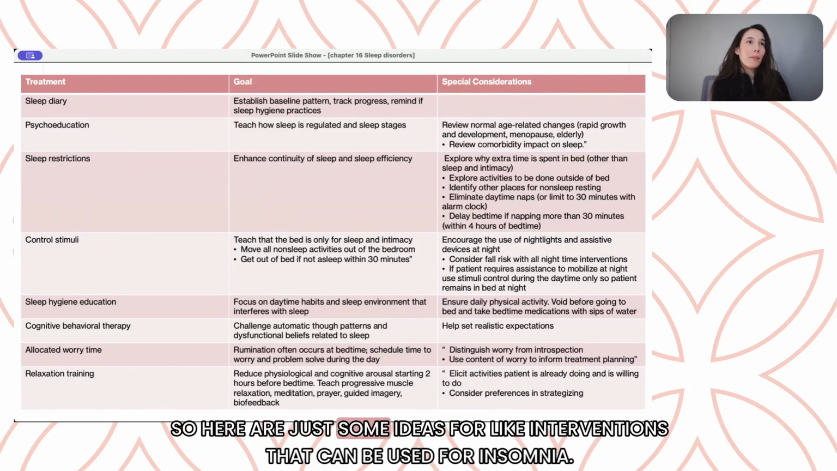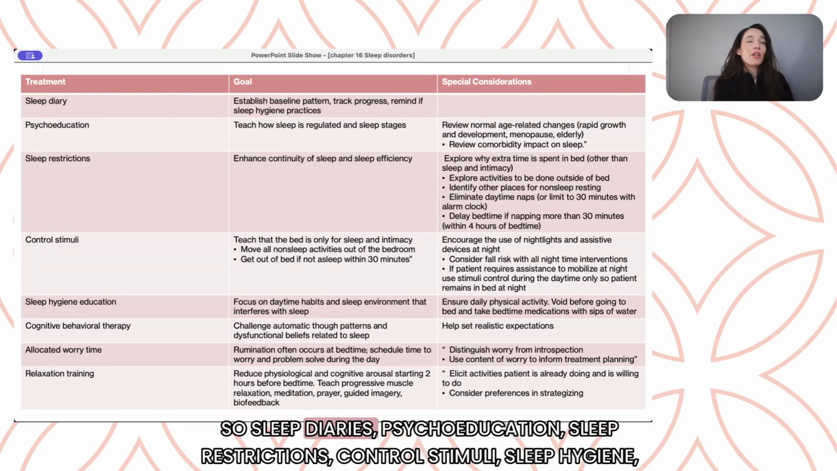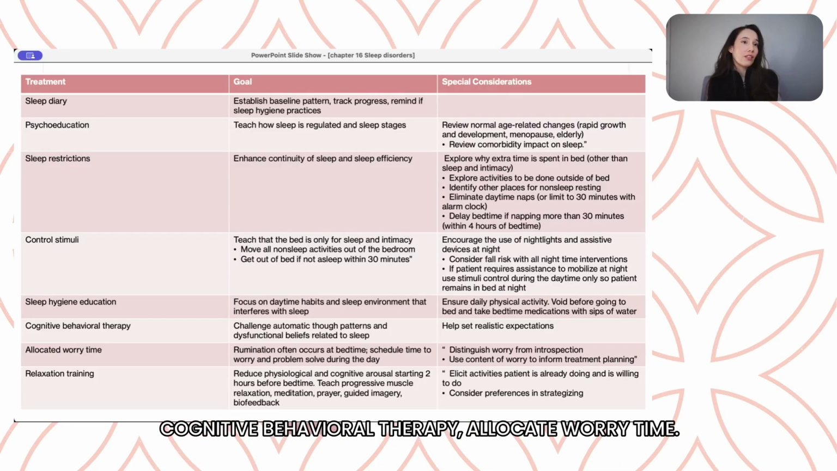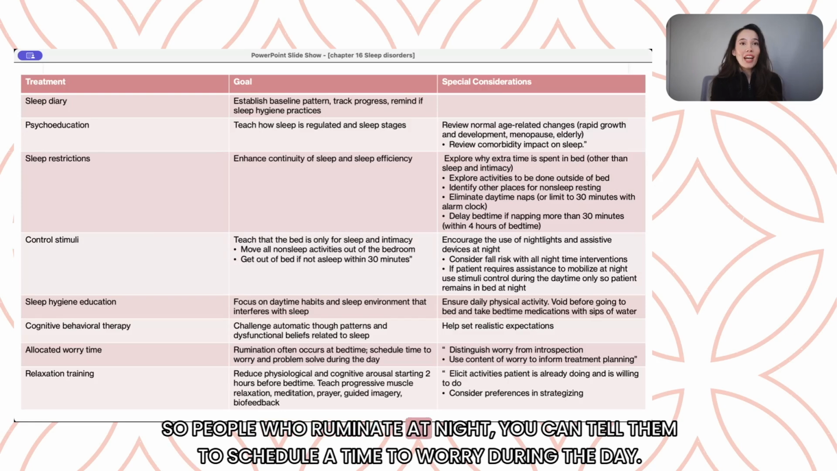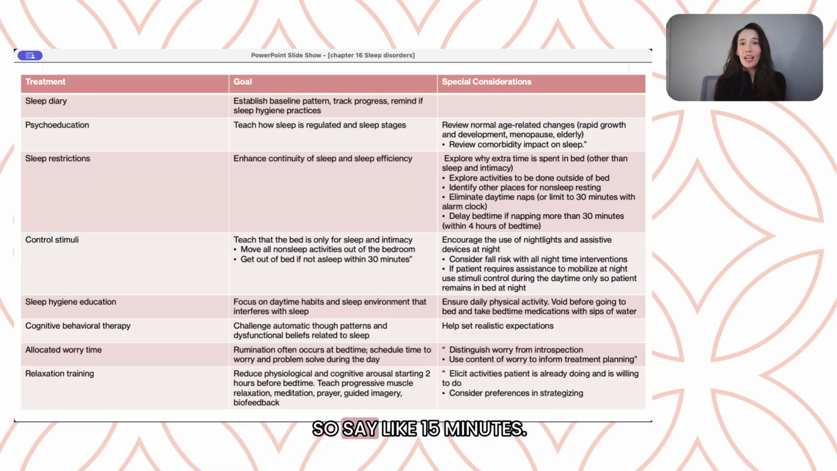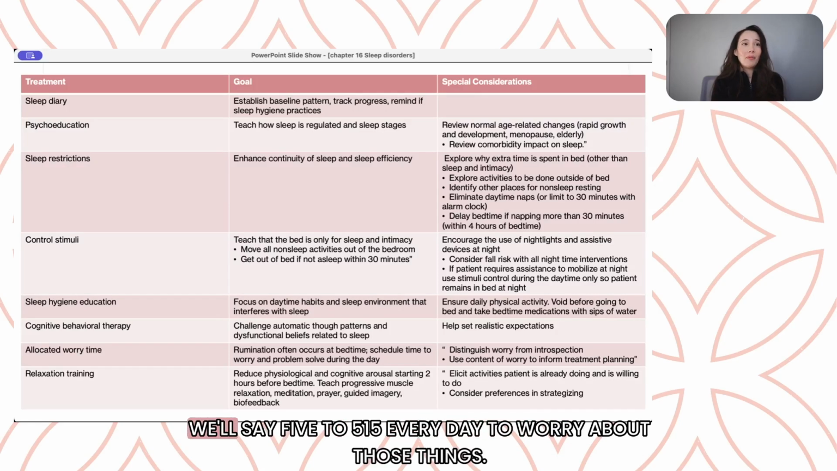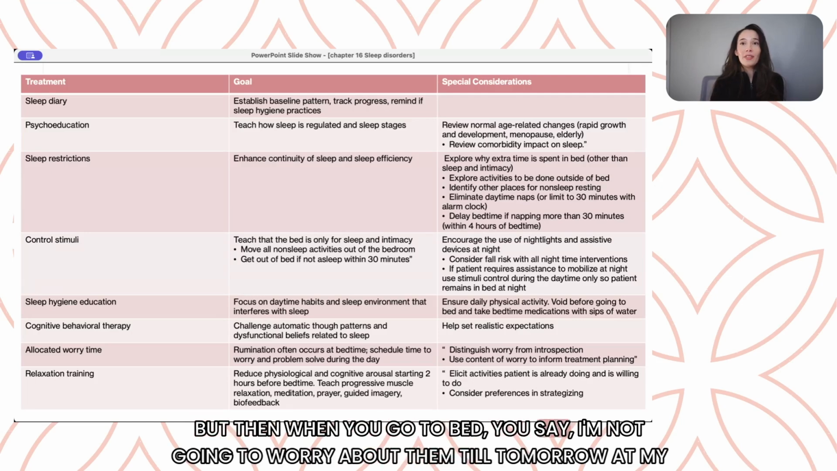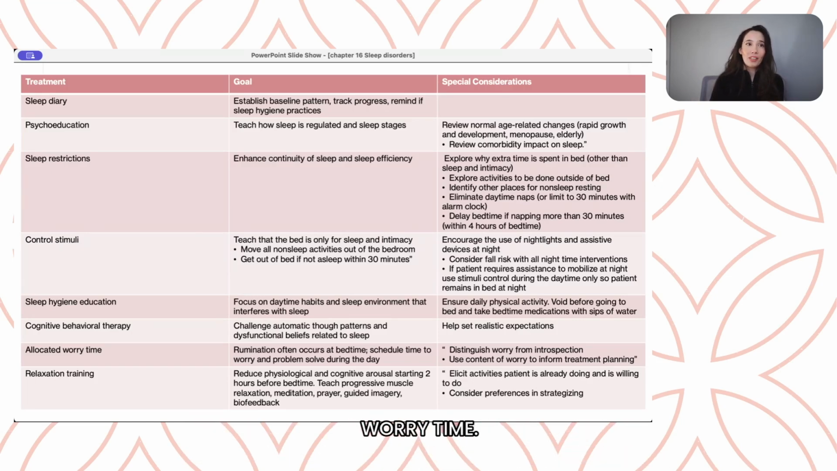Here are just some ideas for interventions that can be used for insomnia: sleep diaries, psychoeducation, sleep restriction, stimulus control, sleep hygiene, cognitive behavioral therapy, allocate worry time. For people who ruminate at night, you can tell them to schedule a time to worry during the day. Say 15 minutes, 5 to 5:15 every day, to worry about those things. But when you go to bed, you say, I'm not going to worry about them till tomorrow at my worry time. So sometimes that can work for people.